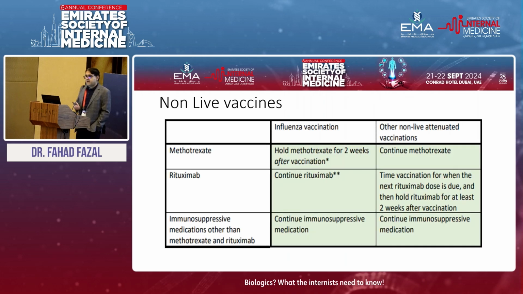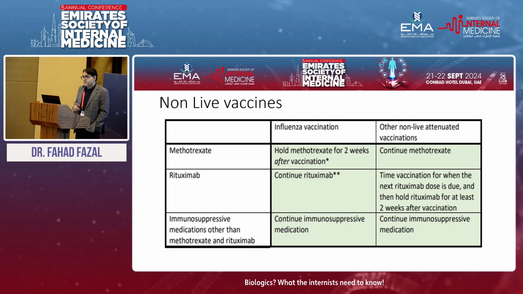This is the table about the non-live vaccines. There is influenza vaccination, and then we have other non-live attenuated vaccines. If the patient is on methotrexate, for influenza it is recommended to hold methotrexate for 2 weeks before giving the vaccination. That is to improve the efficacy of the vaccine. It doesn't have side effects even if you give it with methotrexate, but if you stop methotrexate 2 weeks before, there is a high chance of developing better immunity. Other vaccines you can give anytime while on methotrexate.